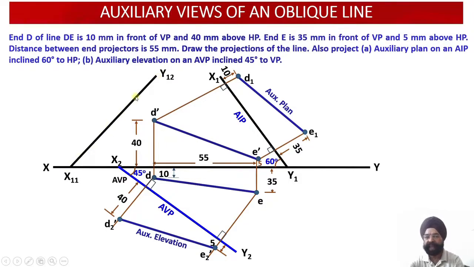Had I taken AIP in this orientation, so I have drawn AIP at an angle of 60 degrees, then through D dash and E dash, again I am drawing the vertical projector lines perpendicular to x1y1, and then I'll mark these distances, 10 millimeter and 35 millimeter. Both are in front of VP, that is positive. So 10 millimeter I draw here, 35 millimeter I draw here, and this is my auxiliary plan.